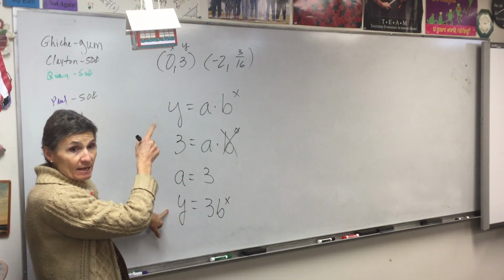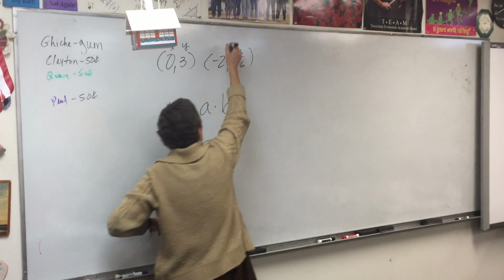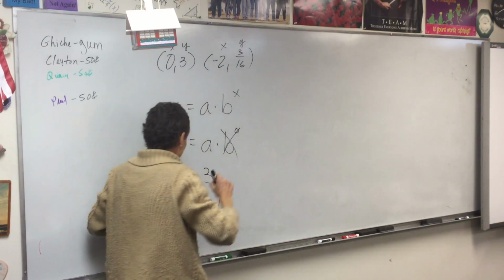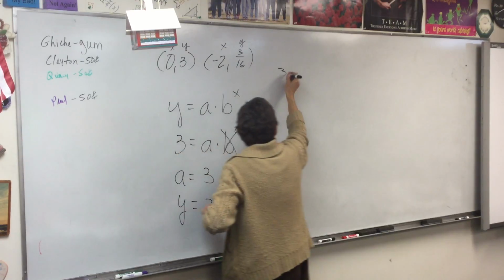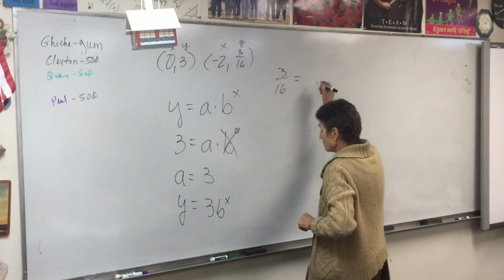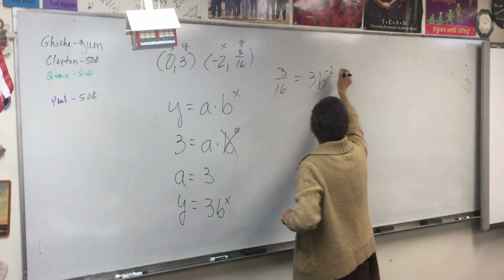Now I'll go back and take my other point, which is another X and Y, and I will plug it in. So 3/16 equals 3B to the negative second.